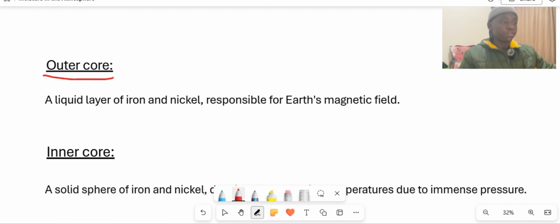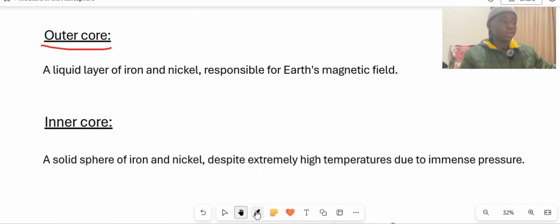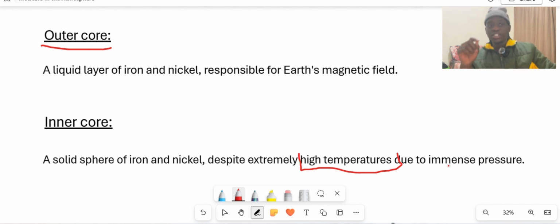Yes. We go to the fourth layer, which is the inner core. This is the last core, the inner core of the structure of the earth. It is a solid sphere of iron and nickel, under extreme high temperatures. You can note that it has high temperatures due to immense pressure. So the most important thing that you just have to know is these four layers, which are what?